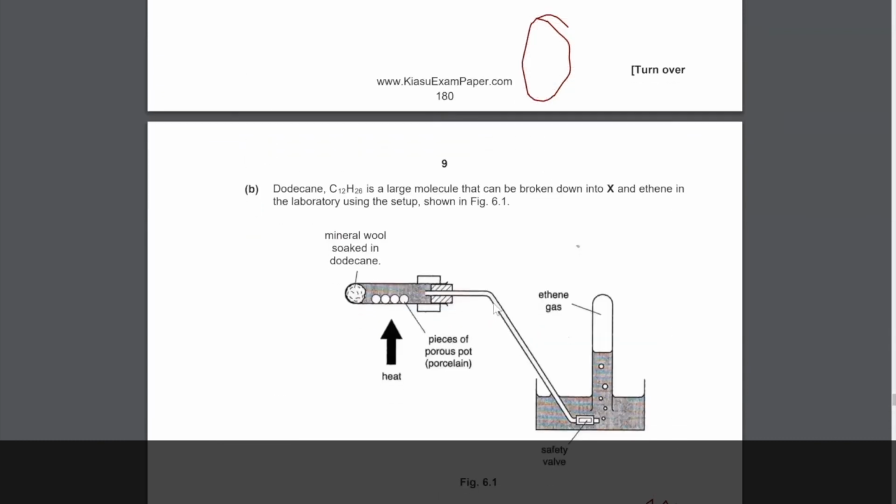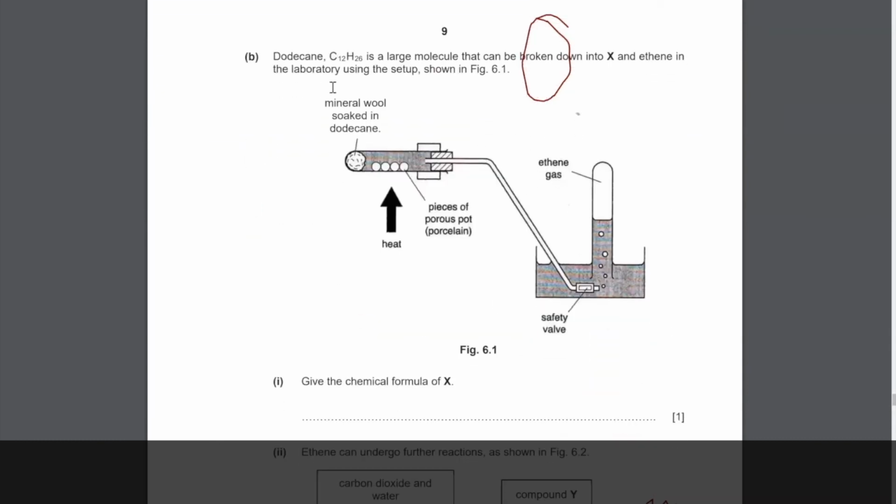Then part B here, you have this setup. This setup is a cracking setup. Then they ask for chemical X. What they say is C12H26 can be broken down into X plus ethene, C2H4. So then they ask for X again. Just now we did one question like that for cracking. So X is C10H22. You just subtract off.